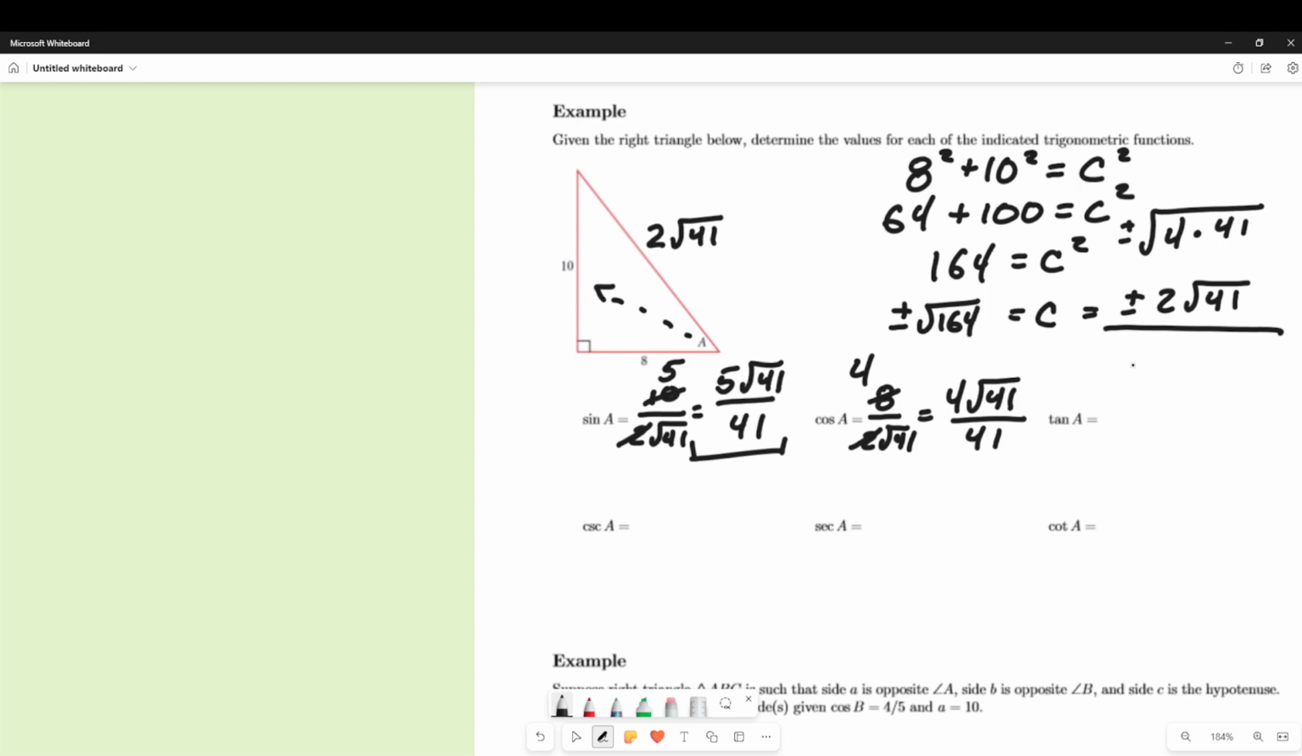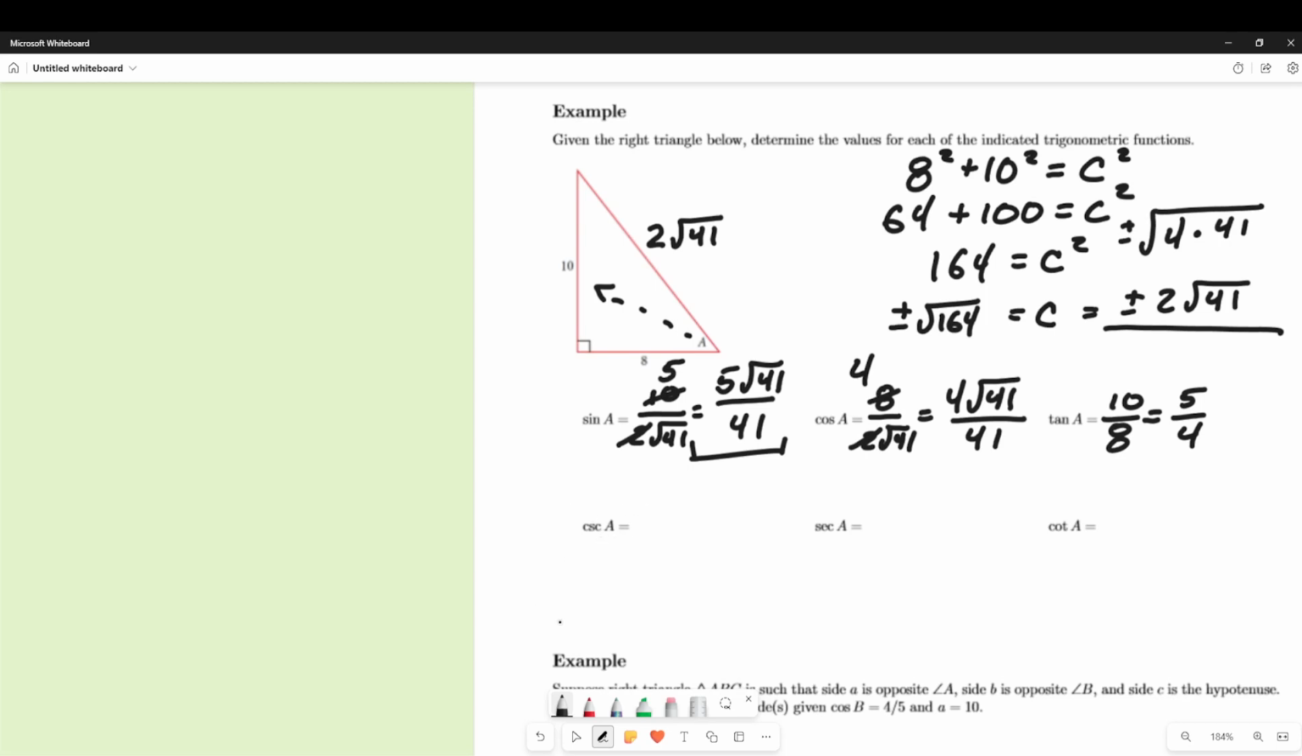Tangent is opposite over adjacent, so 10 over 8, and we do want to reduce that ratio. Again, we're interested not in the side lengths themselves, but the ratio of the side lengths. So, since the ratio of 10 to 8 is the same as the ratio of 5 to 4, they're the same ratio, and we want the simplest version of that ratio.